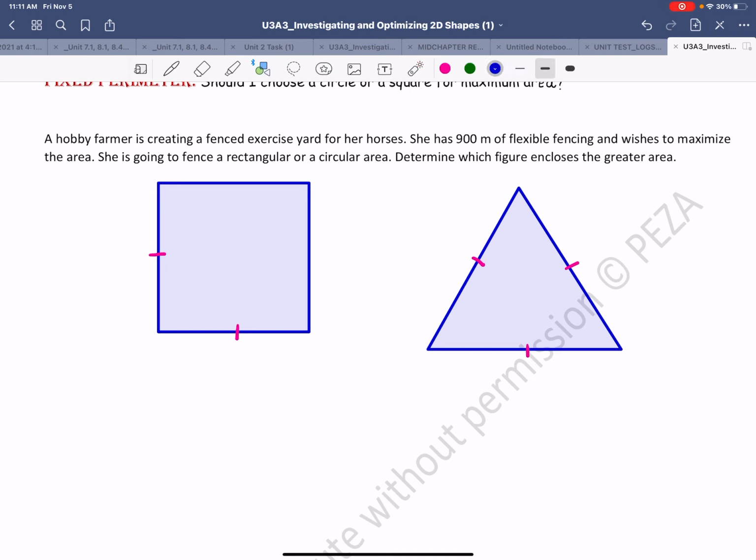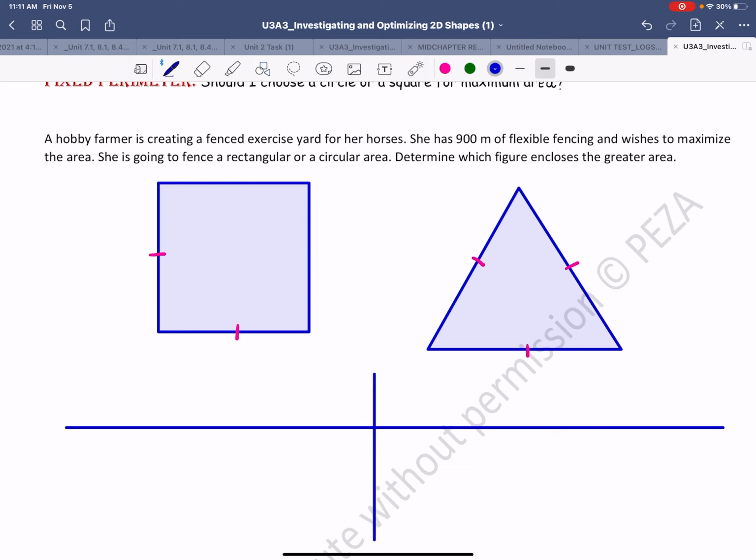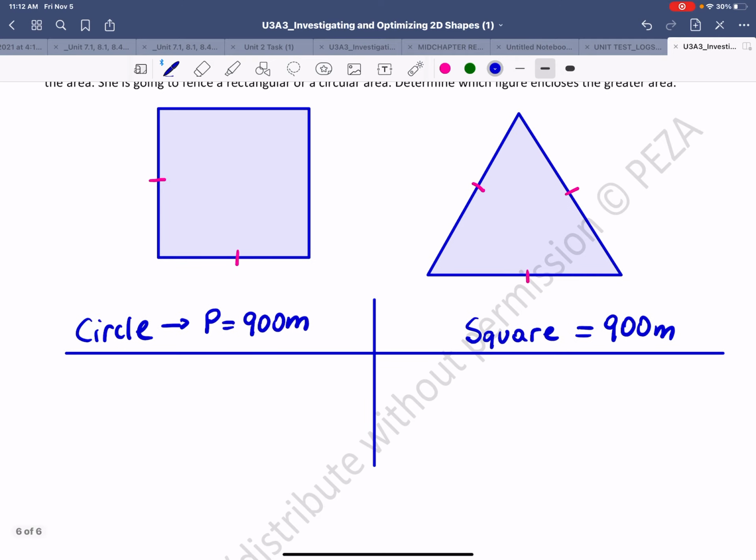So let's get started. So we have to discuss two different shapes here. The shape of a circle and the shape of a square. So in both these shapes, the perimeter is the same, 900 meters. And we're going to find the area.